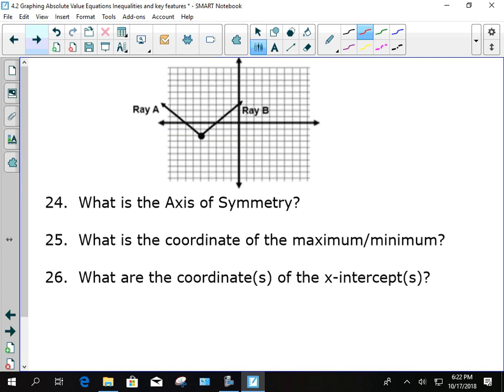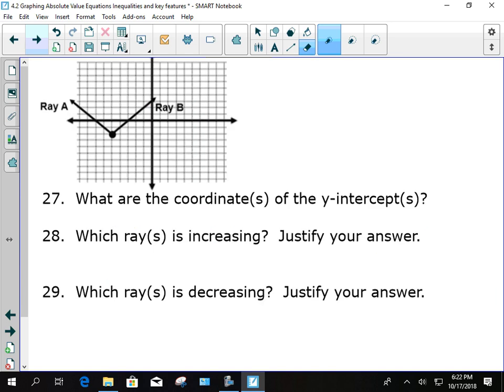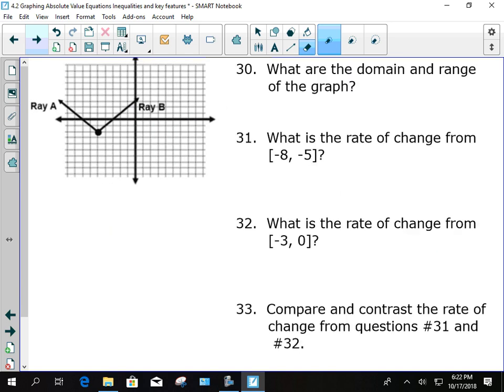What is my axis of symmetry? -1, -2, -3, -4, -5. My x equals -5. That's my axis of symmetry. What is the coordinate of, this is going to be a minimum, because that's my vertex. The coordinate for my vertex is -5, -2. That's my x and my y. Coordinates for the x-intercepts are right here. Remember, y is 0 at the x-intercepts. Those are all the same. This is all the same.